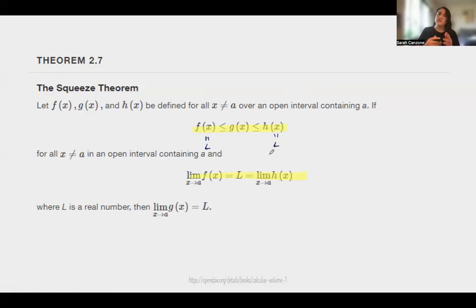If we use a little bit of basic reasoning, if you squeeze something in between two things that are the same exact thing, that means the thing in the middle has to be the same thing. That's what this says right here: then the limit as x goes to a of g of x has to be L. So this is a fun theorem to keep in mind. It's not something that we're necessarily going to use a whole lot, but it is something we're going to use a little bit. All right, let's go ahead and try an example.